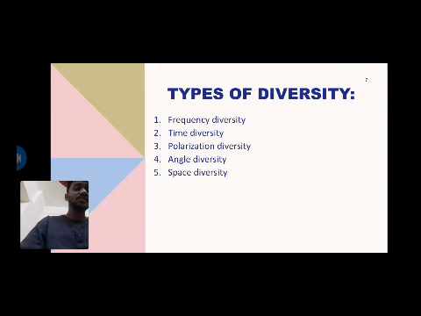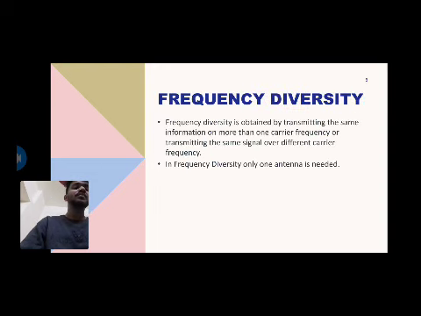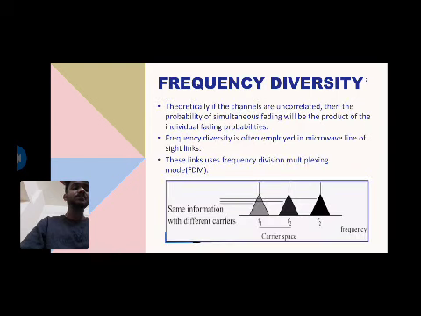Types of diversity: frequency diversity, time diversity, polarization diversity, angle diversity, space diversity. Frequency diversity. Frequency diversity is obtained by transmitting the same information on more than one carrier frequency, or transmitting the same signal over different carrier frequencies. In frequency diversity, only one antenna is needed.